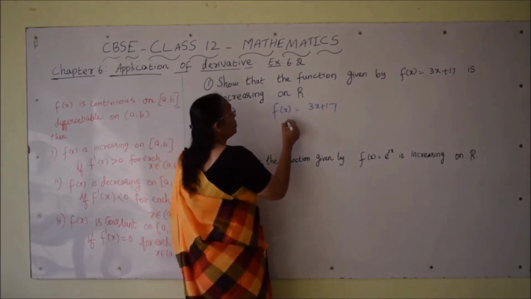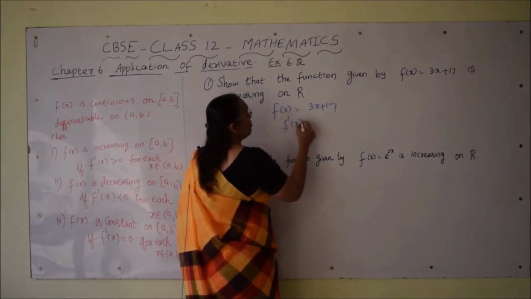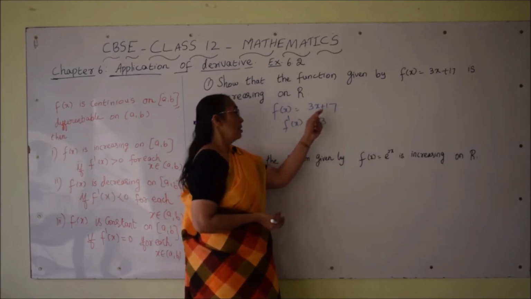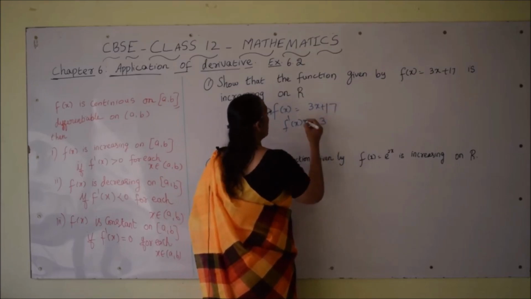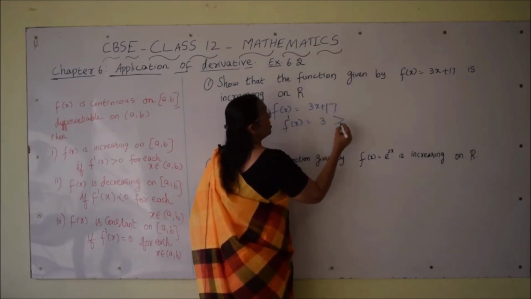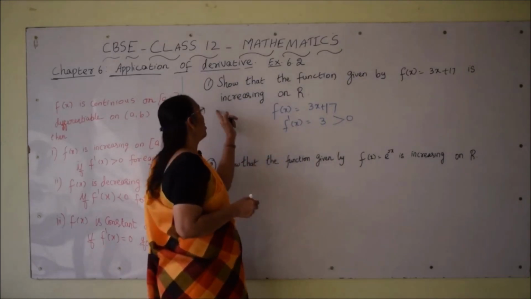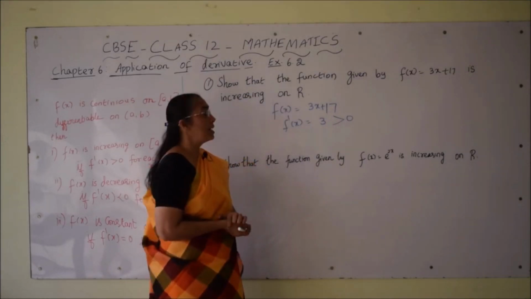So, first let us do the differentiation. f'(x) is nothing but 3. The derivative of 3x is 3, and the derivative of 17, a constant, is 0. So, f'(x) is equal to 3. 3 is always positive. Therefore, the function is increasing on the real number system.